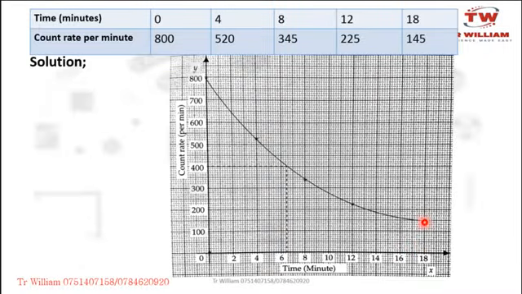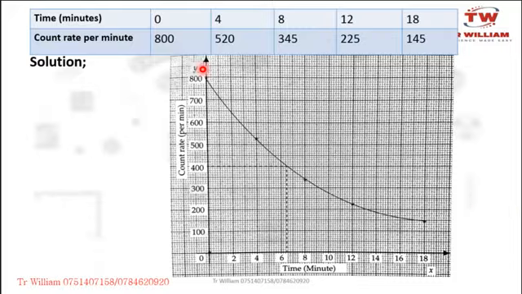So I have my plots: the 145, the 225, the 345, the 520, the 800. When I join them with a smooth line, it will form this curve that we can see here. So after getting my curve, this is what we call the radioactive decay curve. Now I can determine half-life from it. How?